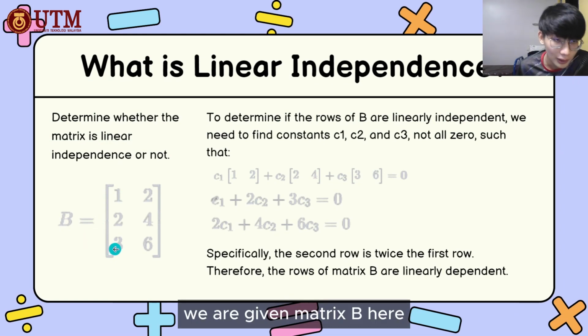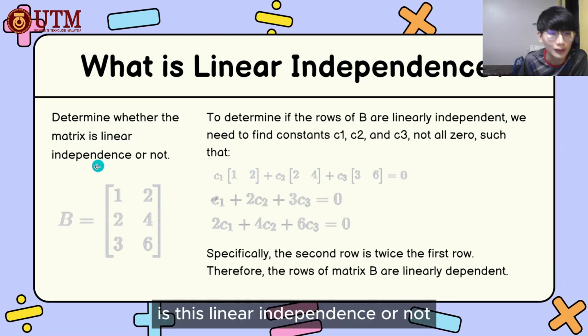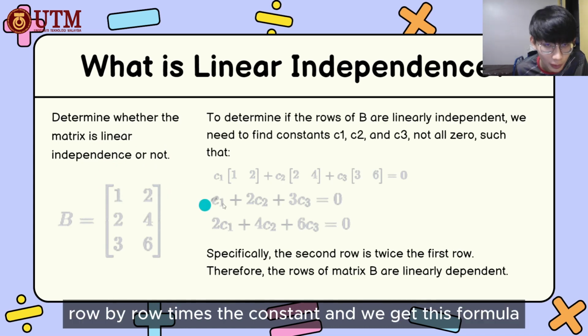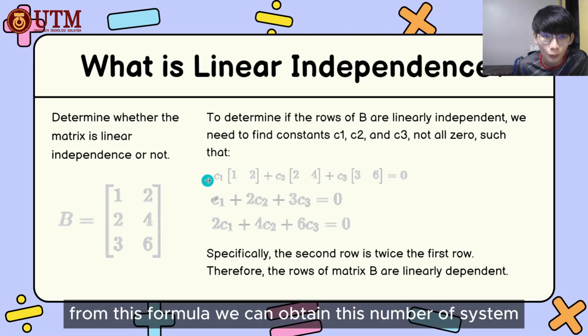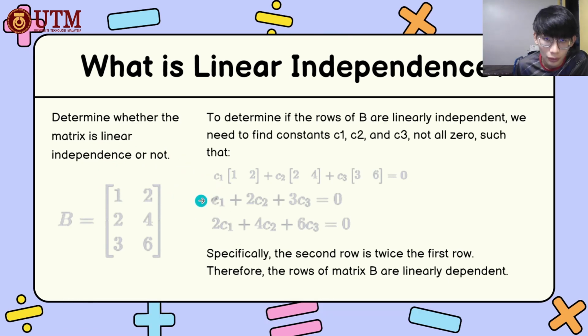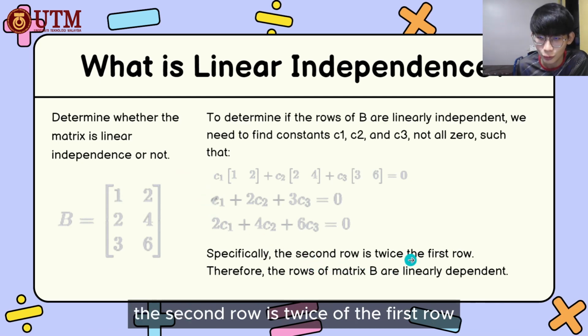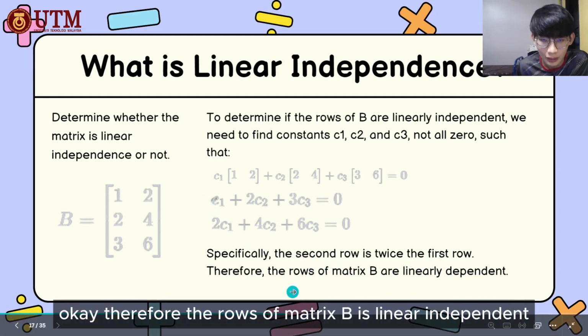We are given matrix B here, so we need to determine whether it is linearly independent or not. In the same way, we separate the matrix row by row and multiply by the constants, and we get this formula. From this formula, we can obtain this system of equations. So obviously, if we look at this system, the second row is twice the first row. Therefore the rows of matrix B are linearly dependent.